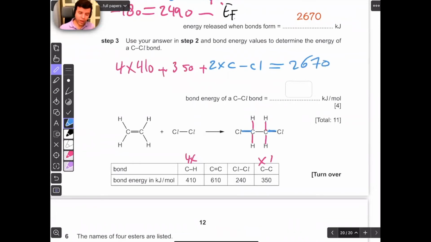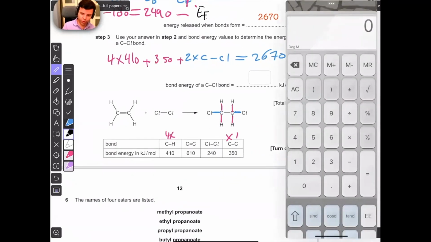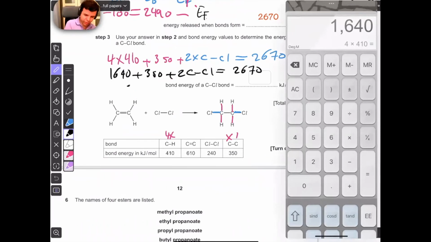2670. So what am I going to do now? Just rearrange that equation. So you're going to say, well, 4 times 410, that is 1640, plus 350, plus 2 times CCl equals to what? Equals to 2670. Then take that 2 CCl here, and this is going to be equal to what?